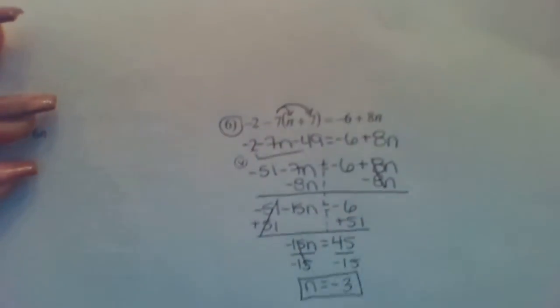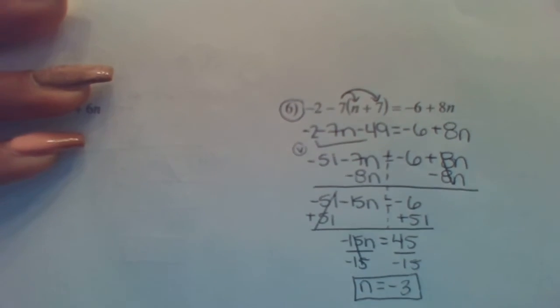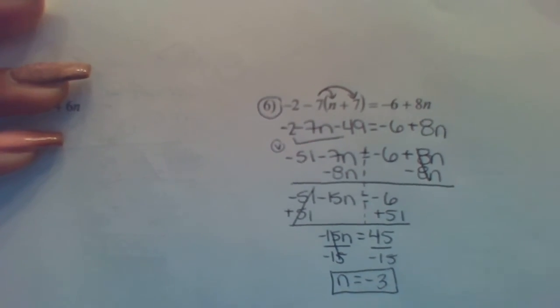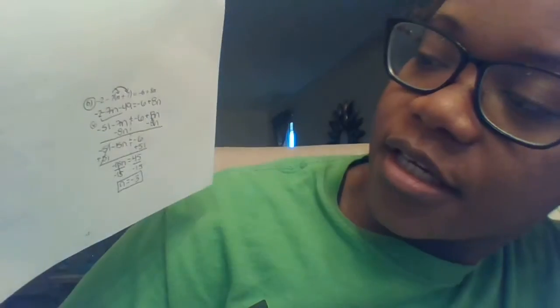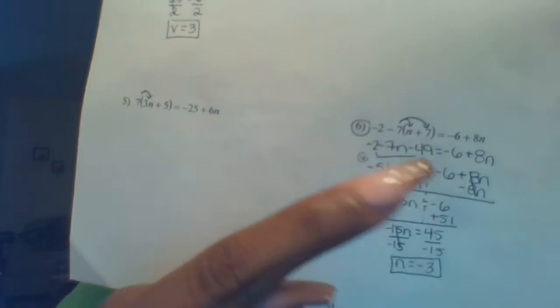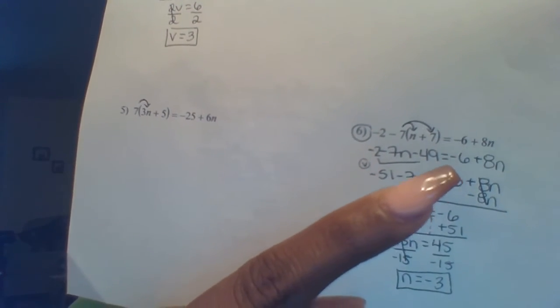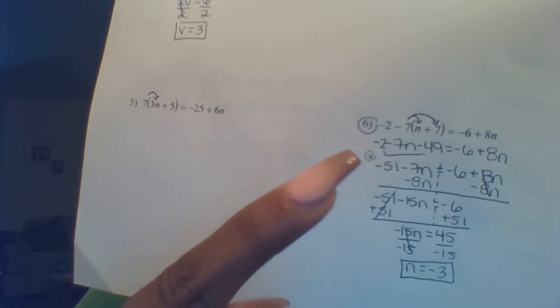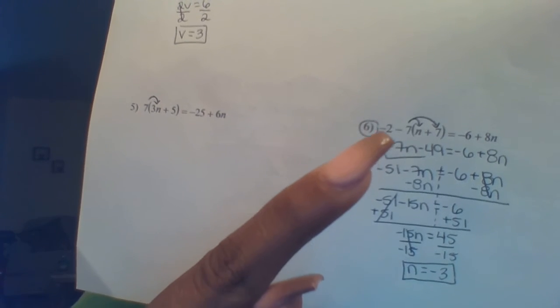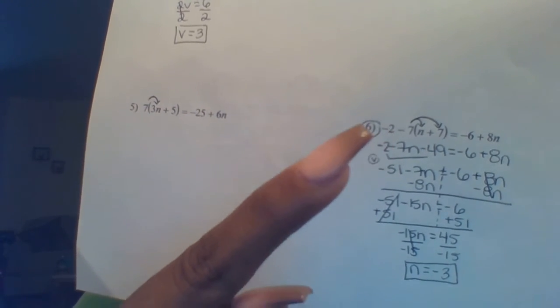Let us jump to problem 6. Problem 6 is very similar to the last problem. We have to simplify one of the sides. So the right side is already simplified. So we just brought down the right side, which is -6 plus 8n. The left side requires a little bit more work. So this -2 we can just bring down. It's just chilling by itself.